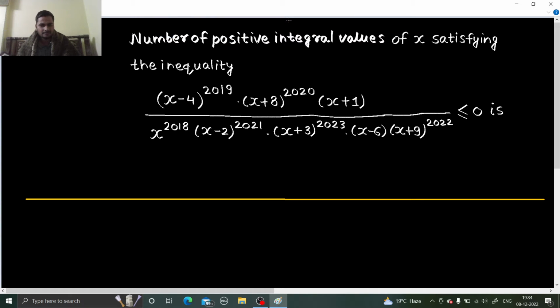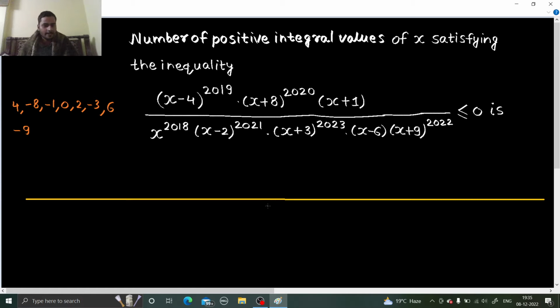First, starting or roughly draw somewhere. I think this will be the right place. I am getting 4 from the first bracket. I am just equating the brackets to 0. Then I am getting -8, then -1, then 0, then 2, then -3, then 6, and then -9. Again I am checking: 4, -8, -1, 0, 2, -3, 6, and -9.